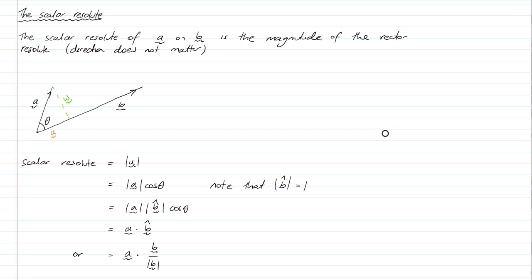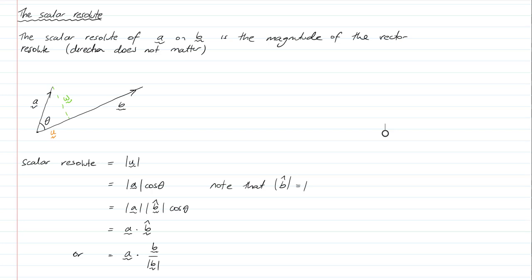Now, just want to point out some language differences here for you. We're talking about the scalar resolute here, whereas we talked about the vector projection in the last video. Typically we use resolute for scalar and projection for vector, but in some places they're kind of interchangeable words. So if you see the word scalar projection, think scalar resolute. If you see the word vector resolute, think vector projection, because at this level there's not a lot to discern between those two words.